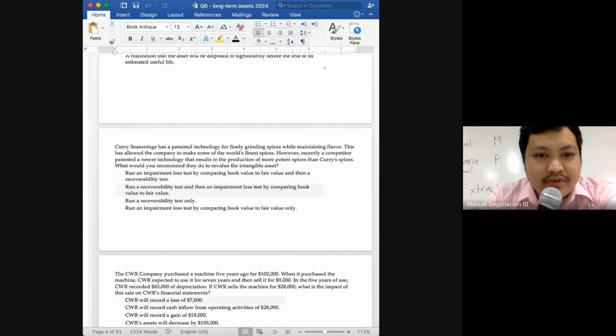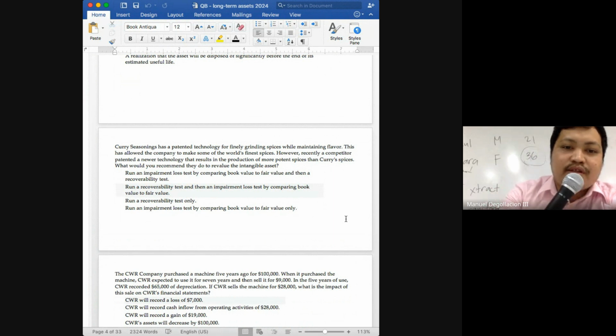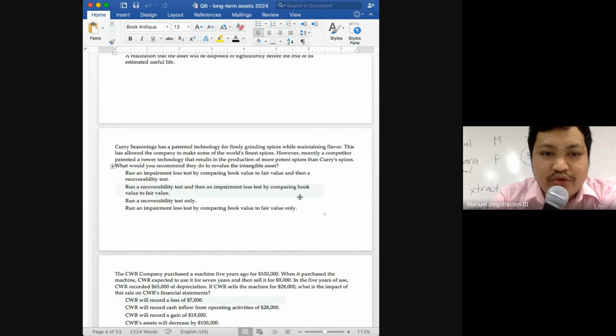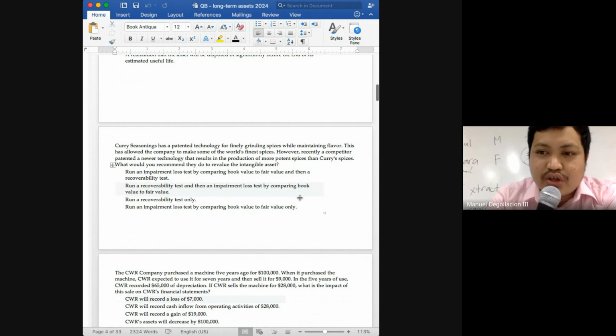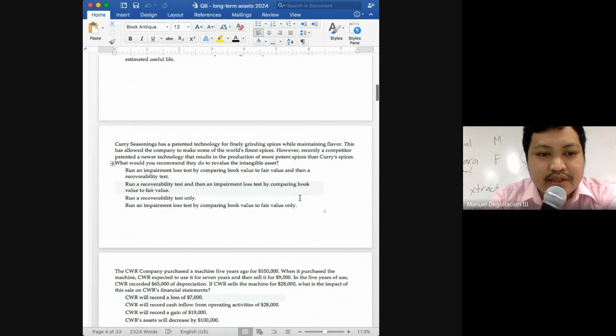Okay, so again, remember that the impairment process has two steps. What's the first step, class? Recoverability test, and the second step is the impairment loss test. Okay, so the answer here would be letter B or the second choice. You run a recoverability test and then an impairment loss test by comparing book value to fair value. Okay, so this would be the kind of question that could come out for this topic.